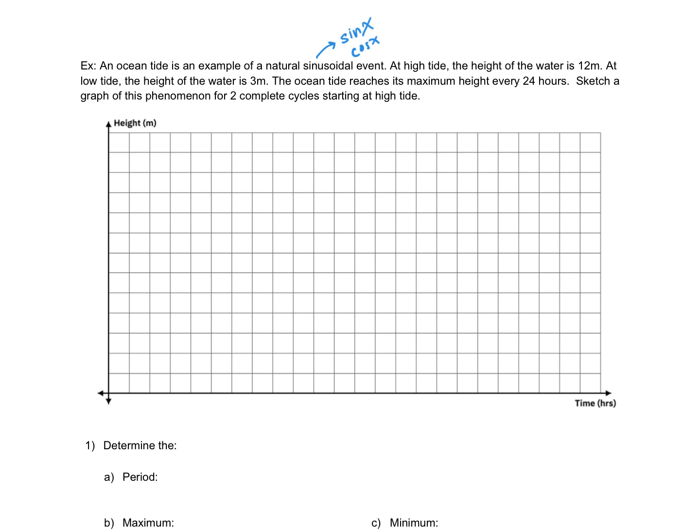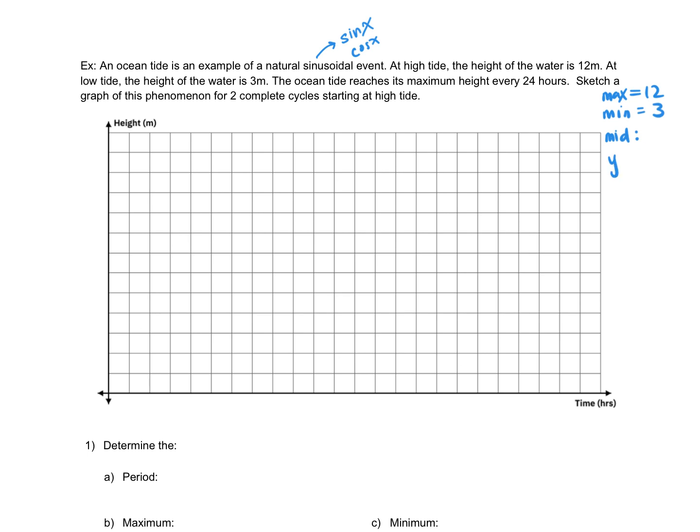At high tide, the height of the water is 12 meters. At low tide, the height of the water is 3 meters. That already, seeing high and low, reminds me of max and min. So the max is going to be 12, the min is going to be 3. I'm not even done reading yet, but I already have an idea of how to get my amplitude and my midline. So I'm actually going to do that.